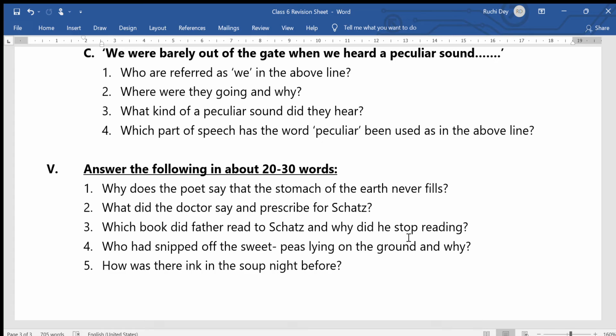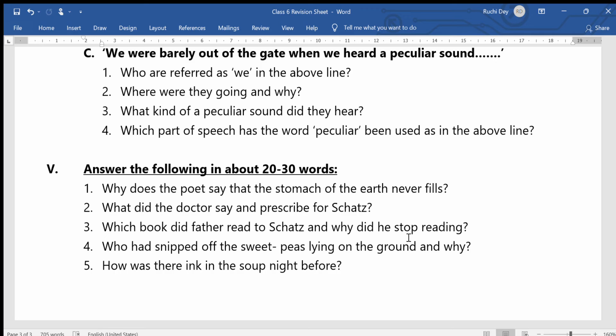That can be underlined. Why does the poet say that the stomach of the earth never fills? Remember when the drops of water and even the entire river goes in, yet the earth's stomach never fills? It's because of that the poet has mentioned it in this. Okay, you can elaborate on that and mention.